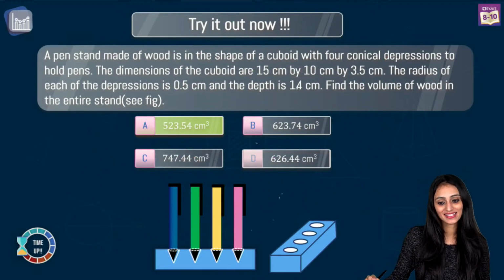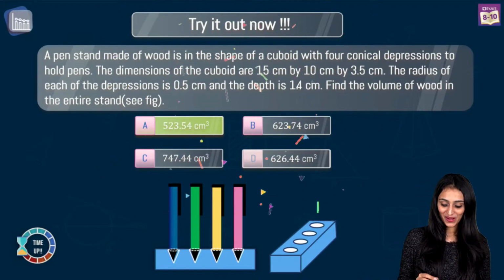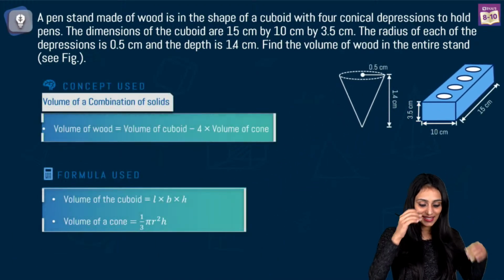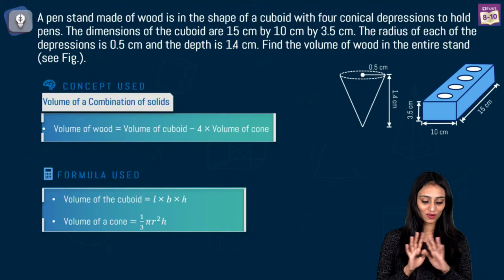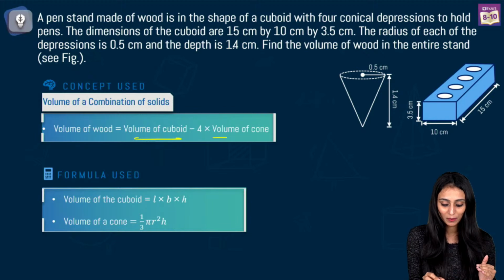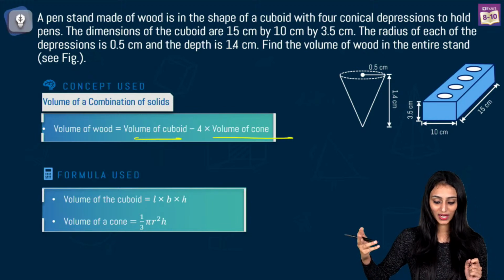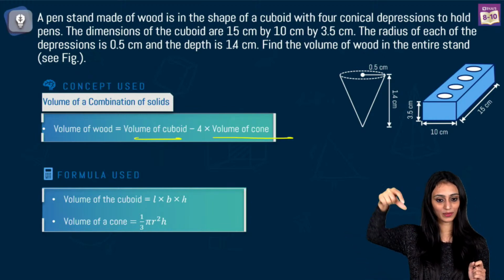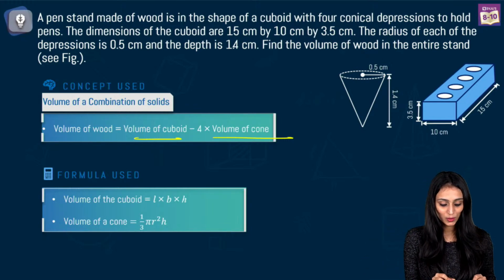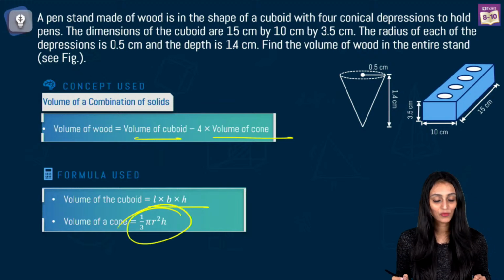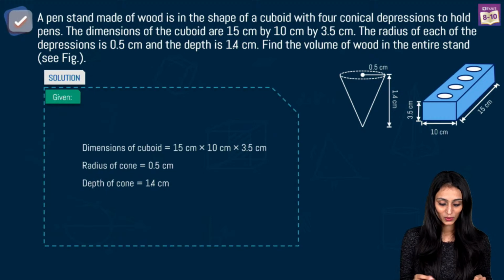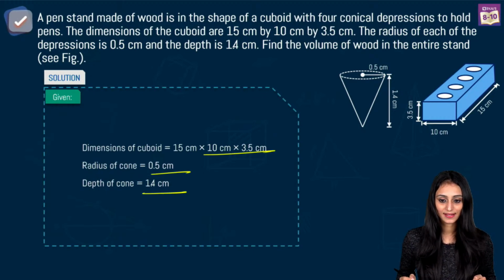Let's see. Yes, so A is the right answer. Absolutely. All right, but let's take a quick look at the solution now. Yes, it is easy. The questions of volumes are always easy, trust me. So volume of wood in the entire stand would be volume of cuboid minus 4 times the volume of cones, right? Because every time it has a conical depression. So volume of cuboid is L times B times H. Volume of cone is 1 upon 3 pi r square h. All right. So these are the dimensions. This is the radius and this is the height.